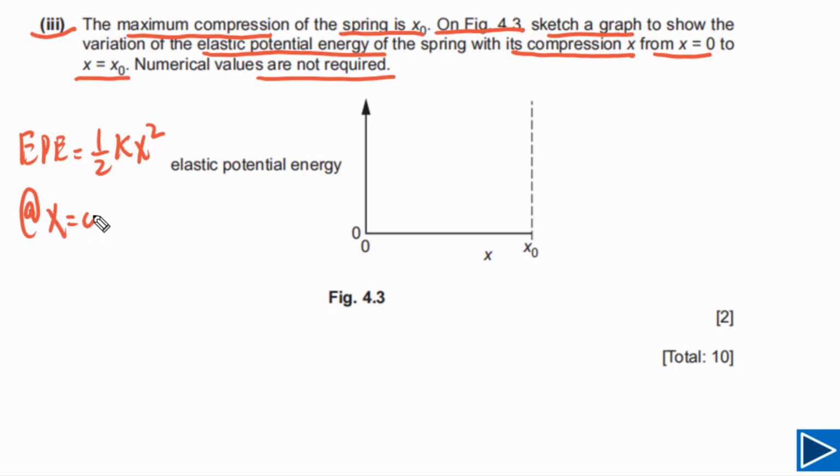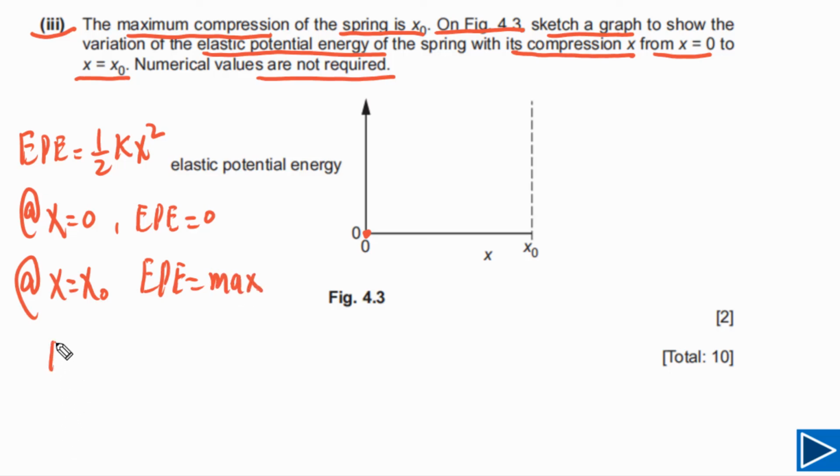When x is equal to 0, EPE has to be equal to 0. So the first point has to be here. It has to be 0. We have to start from the origin. And when x is equal to x naught, EPE is maximum, so it has some maximum value. But we also need to understand EPE is directly proportional to x squared, because 1/2 k is constant, and this spring obeys Hooke's law. So simply we can say EPE is directly proportional to x squared.